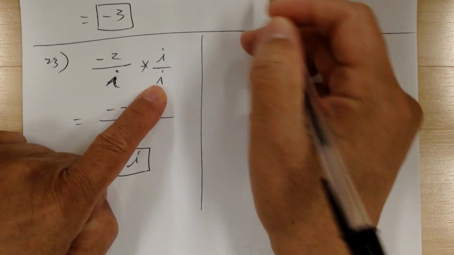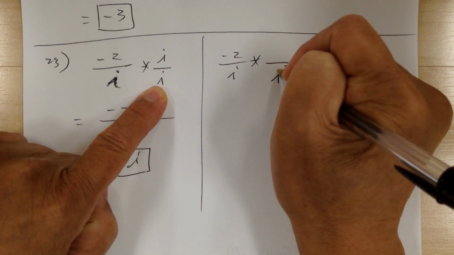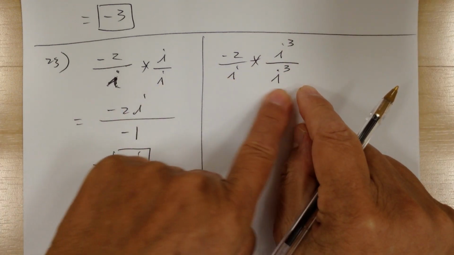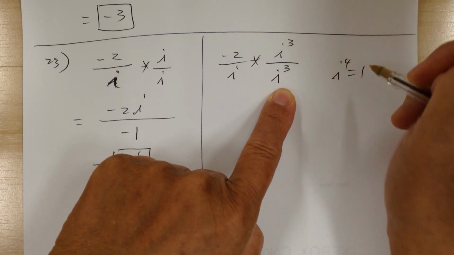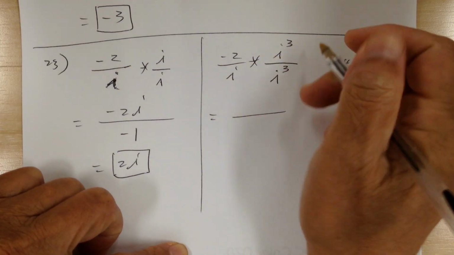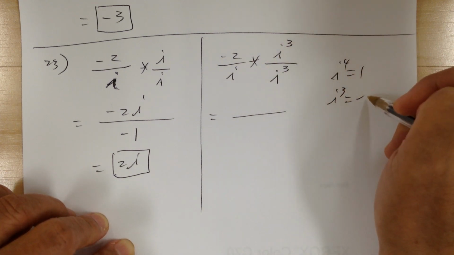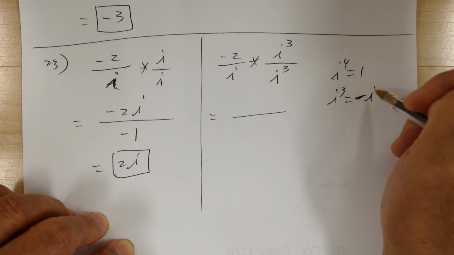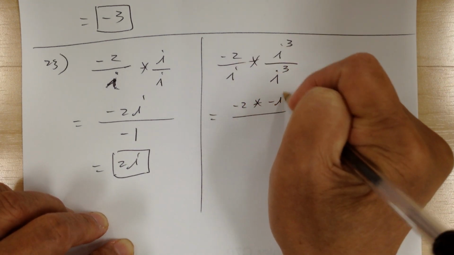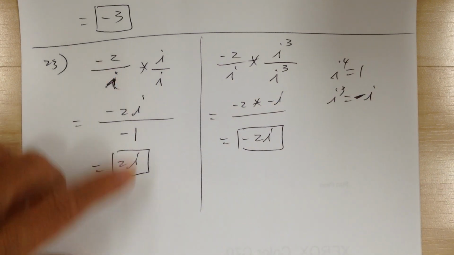Usually I don't like to multiply by i. Normally I like to multiply by i cubed, because this will give you i to the 4, and i to the 4 is equal to 1. That way you don't have to do any simplification. So this will be just 1. And over here, i cubed is equal to -i. Again, you have to know those things. So you're going to get -2 times -i, so equal to 2i. You can do it either way.